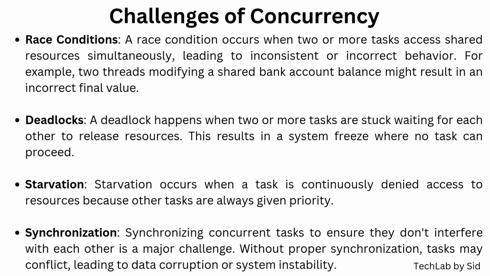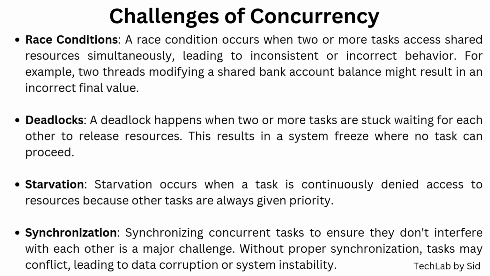Lastly, synchronization is one of the most significant challenges in concurrent systems. When multiple tasks share resources like memory or files, it's crucial to ensure they don't interfere with each other. Without proper synchronization, tasks may conflict, leading to data corruption, inconsistencies, or even system crashes. Mechanisms like locks, semaphores, and mutexes are used to coordinate access to shared resources and prevent these issues, but they must be managed carefully to avoid introducing performance bottlenecks or deadlocks.